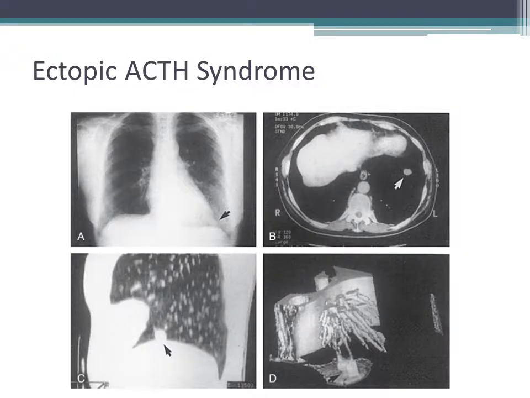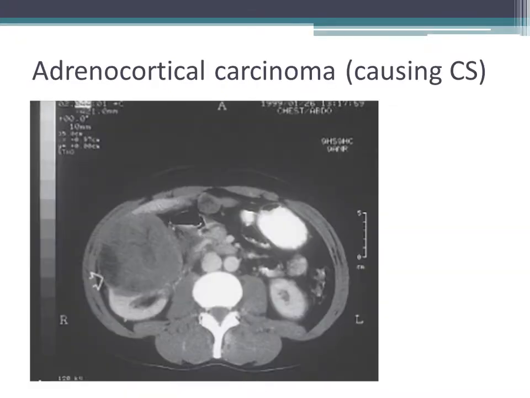Ectopic ACTH syndrome is looked for in general first in the lungs, and you can see the point. The arrow is pointing to that tumor on the chest X-ray in A, on the CT scan in B, and on the CT scan in C, and then the 3D reconstruction in D.